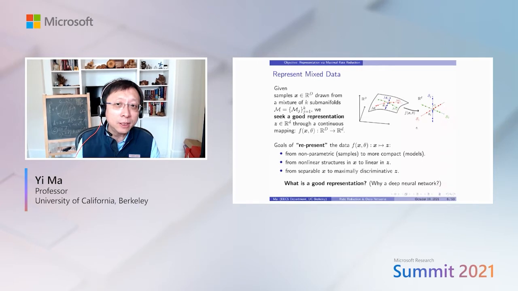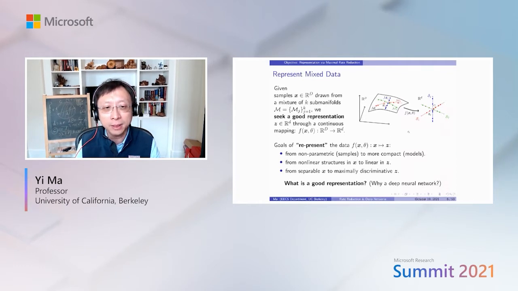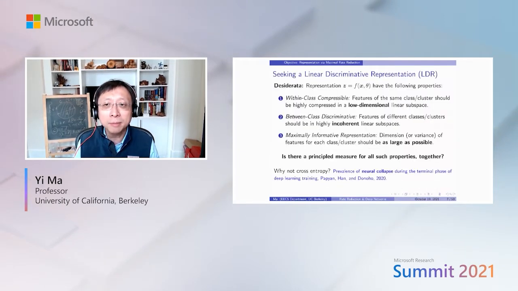Finally, for purposes such as classification, we also want the representation to be highly discriminative, meaning that the different linear subspaces representing different classes will be highly incoherent to each other. So this constitutes our desired wish list. But how do we make this precise mathematically? And what role does the deep network play here?